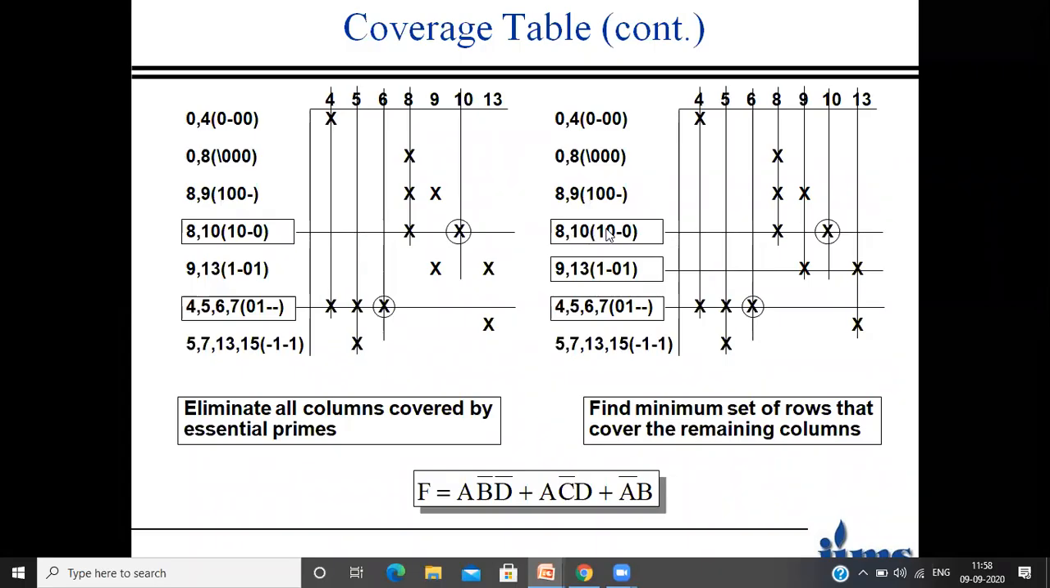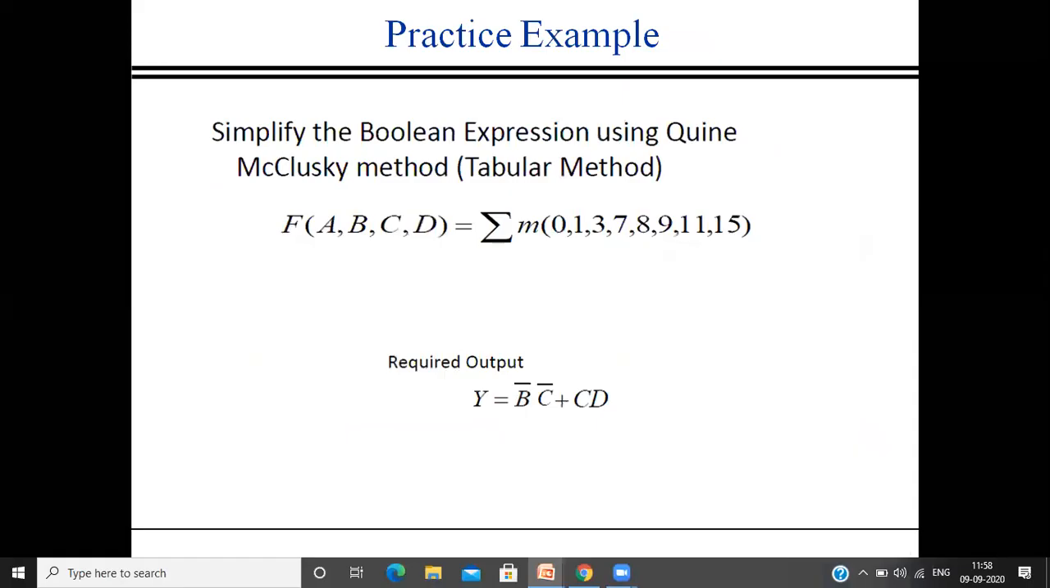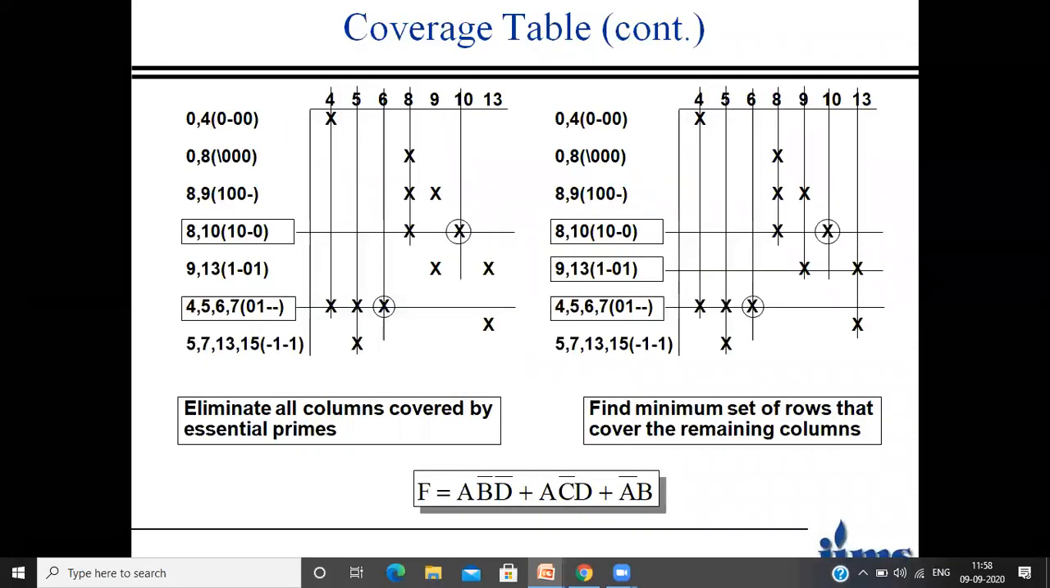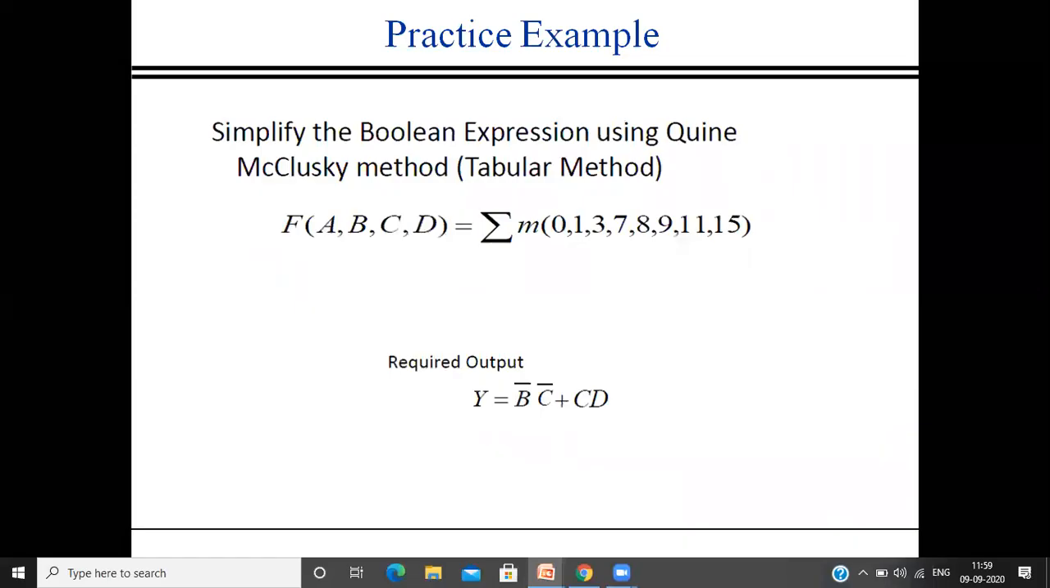And corresponding to 8, 10, we have A B bar D bar. For the 9, 13, we have A C bar D. And for 4, 5, 6, 7, we have A bar B. So this is your final answer. And when you solve it with the help of the K-map, you can cross verify the final answer. So you can solve this example on your own, and you can ask me if you are facing any difficulty. This is a practice example that you have to do yourself.